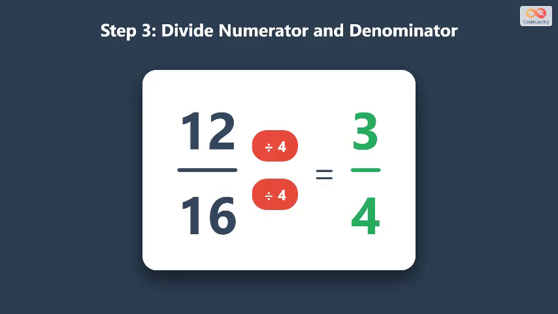Now for the actual reduction. We take our greatest common factor, which is 4, and divide both the numerator and the denominator by it. 12 divided by 4 is 3. 16 divided by 4 is 4. Our simplified fraction is 3/4.